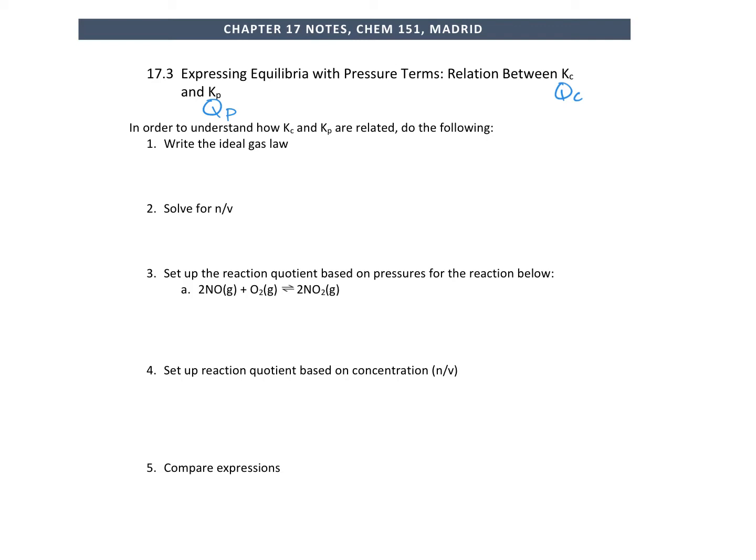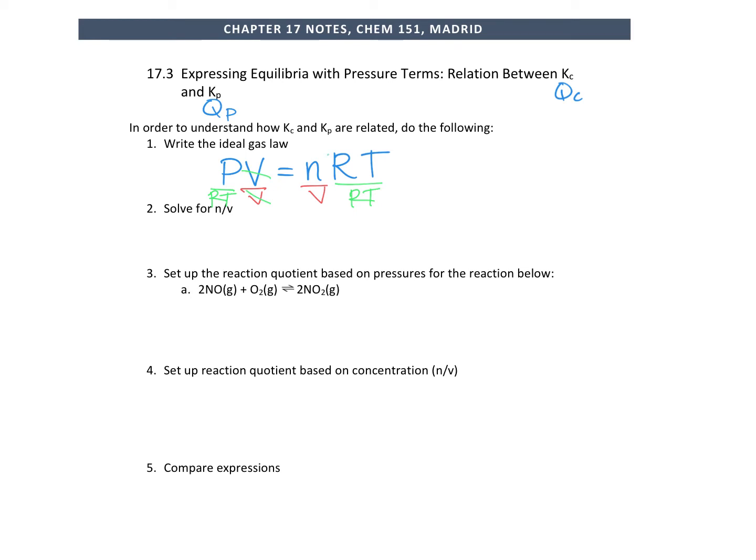All right, so to understand how Kc and Kp are related, let's do the following. First, let's write the ideal gas law. This should be kind of nostalgic at this point. So that's PV, pressure times volume, is equal to n moles times the gas constant R, the ideal gas constant R, times temperature. All right, let's solve for n over V. So that just means that I'm going to be taking over volume, and then I'll move over RT to the other side.